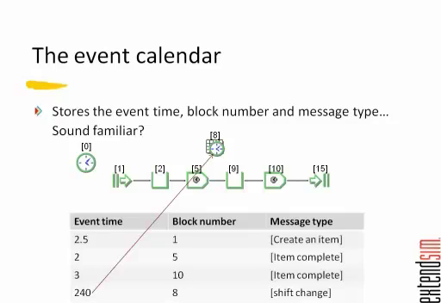So these event times will change dynamically. But the block numbers and the message types, they don't change. They stay the same throughout the simulation. The event times will change as the simulation moves forward. So we might see that another item moves into activity number 5, and its event time might advance to, for example, time 5.